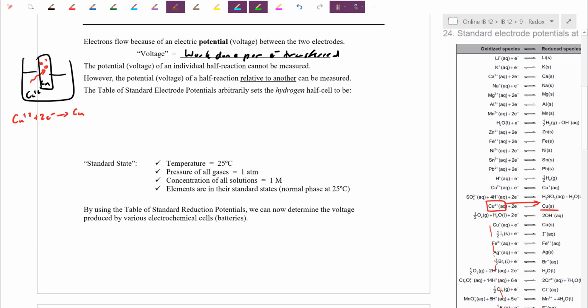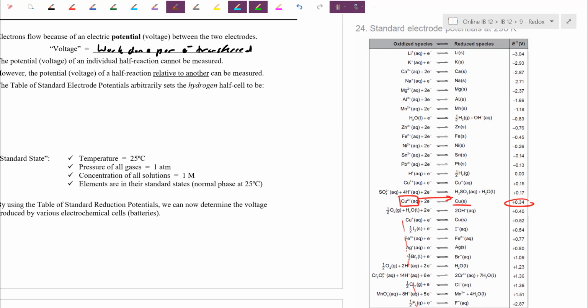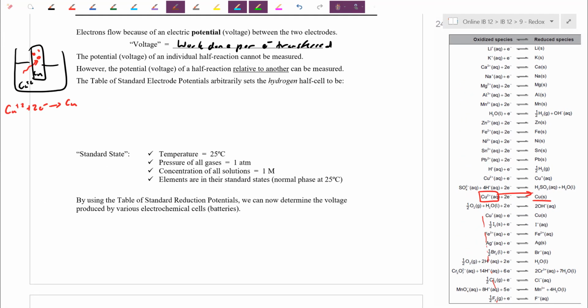If I put copper here as 0.34, that just means it's 0.34 better than the standard. So these ones here are all relative voltages, as we'll see on the table. These ones here are set with an arbitrary hydrogen half cell. Usually for the standard hydrogen cell, we call it the SHE. The SHE is our standard hydrogen electrode. Out of all the electrodes I could have chosen, I could have set any reference. I just chose this particular half cell here to be 0 volts.